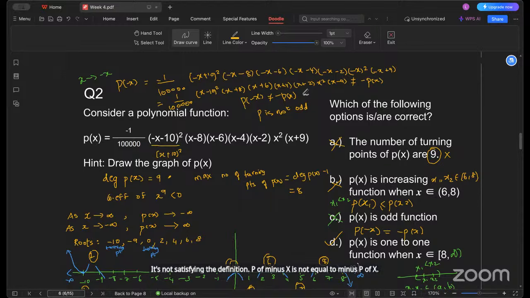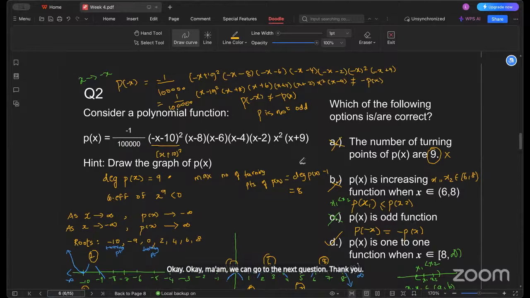Okay, ma'am. This function is not odd. So does it mean that it is even? No. A function cannot be even also and odd also, that is, yes, definitely. Okay, so a function can be neither odd nor even. Okay, ma'am, we can go to the next question.